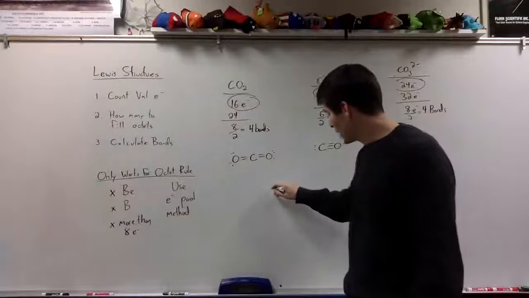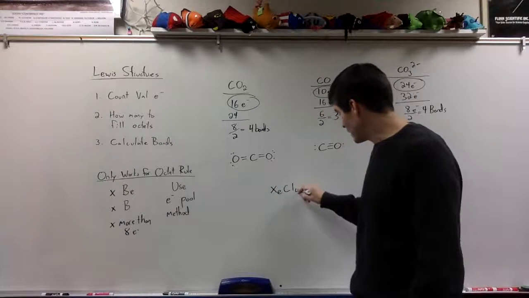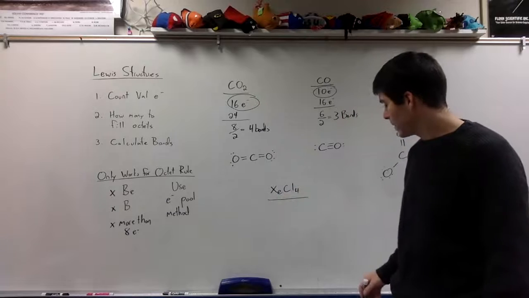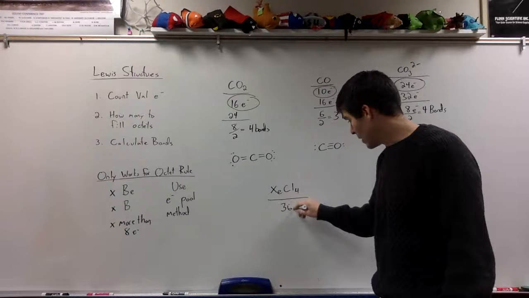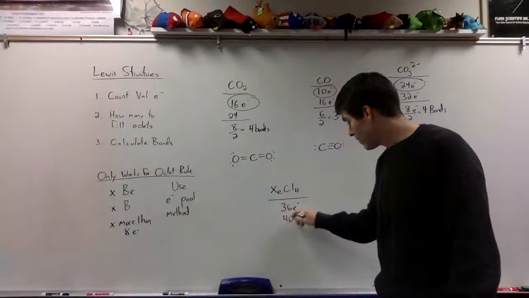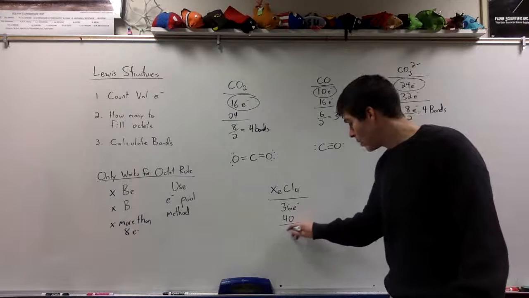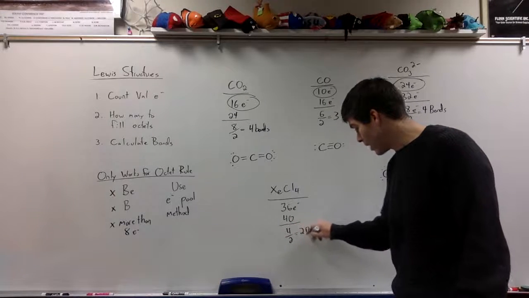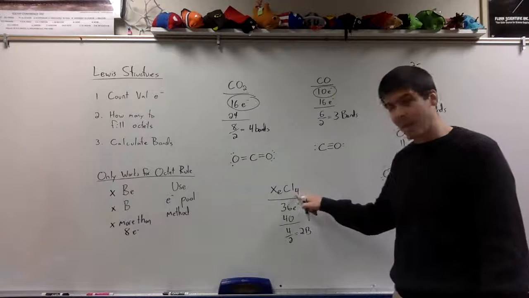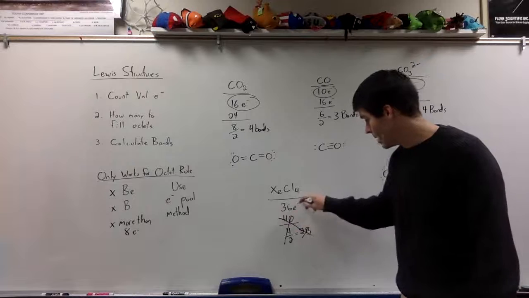If we were to try to do this with another molecule, XeCl4 was an example we did in the other video. We can see here we have 36 electrons, but we would only need 40 to fill the octets. Well, that means we only have 2 bonds that we would need to share. And you can see we can't bond 5 atoms with 2 bonds. So this has its limits.